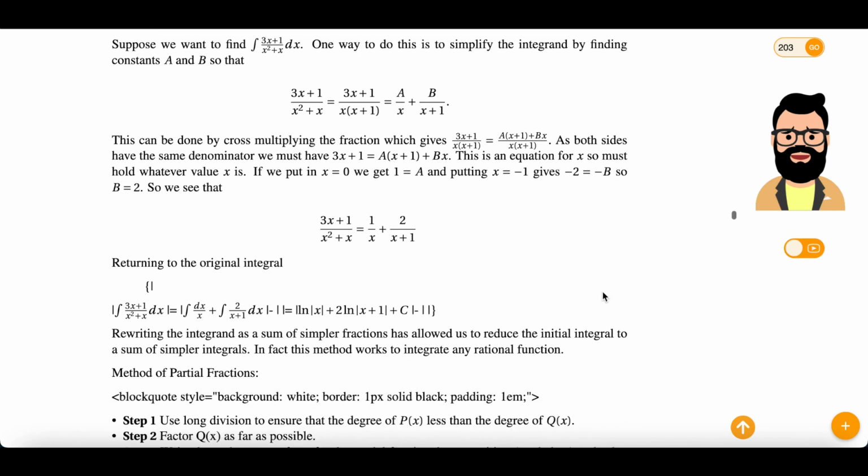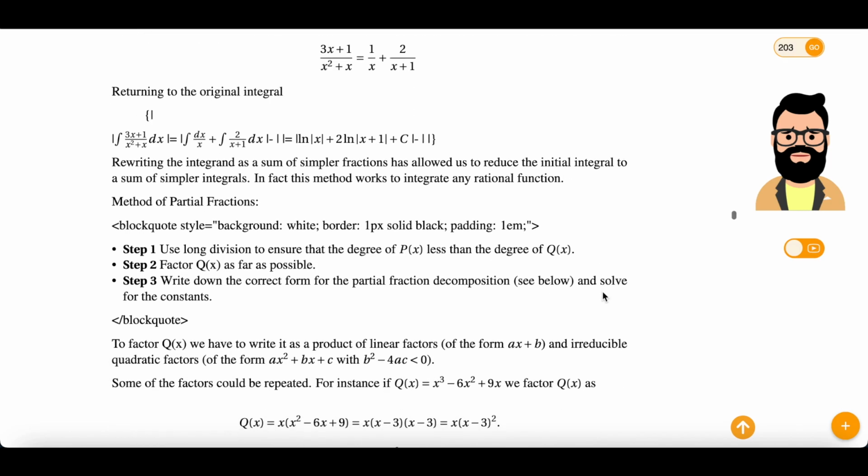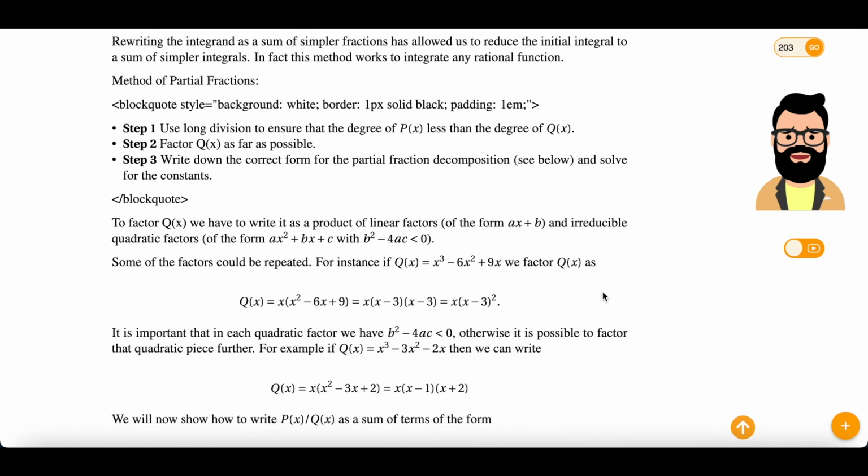Factoring the denominator as far as possible into linear factors and irreducible quadratic factors. 3. Writing down the correct form for the partial fraction decomposition and solving for the constants. 4. Cross-multiplying the fractions to find the constants a and b. 5. Simplifying the integrand by finding constants a and b so that the fraction can be expressed as a sum of simpler fractions. 6. Integrating the simpler fractions to solve the original integral.